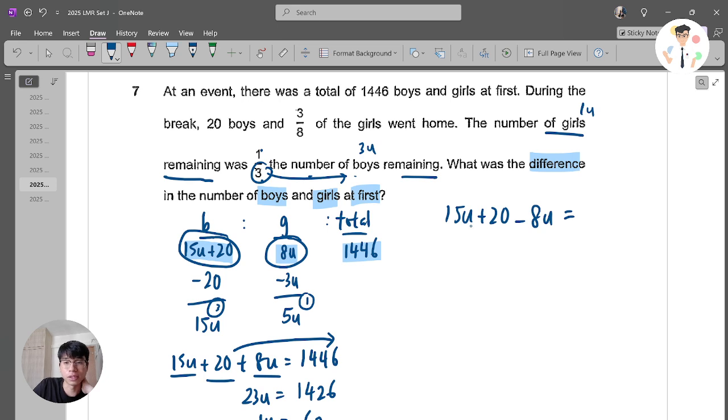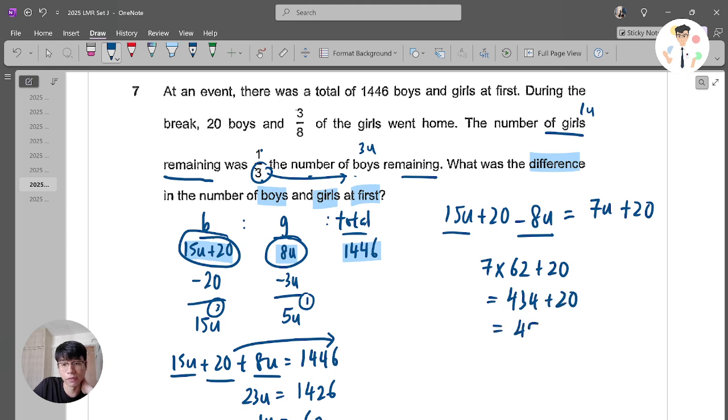So 15 unit plus 20 minus 8 unit. So I know 15 unit minus 8 unit is 7 unit. And plus 20 will still be plus 20. You can't combine the terms here. So 7 times 1 unit is 62. 7 unit will be 7 times 62 plus 20. Just put in your calculator. This is the paper 2 question. You get 432 plus 20 and the answer will be 454. Okay, simple, and let's move on to the next question.